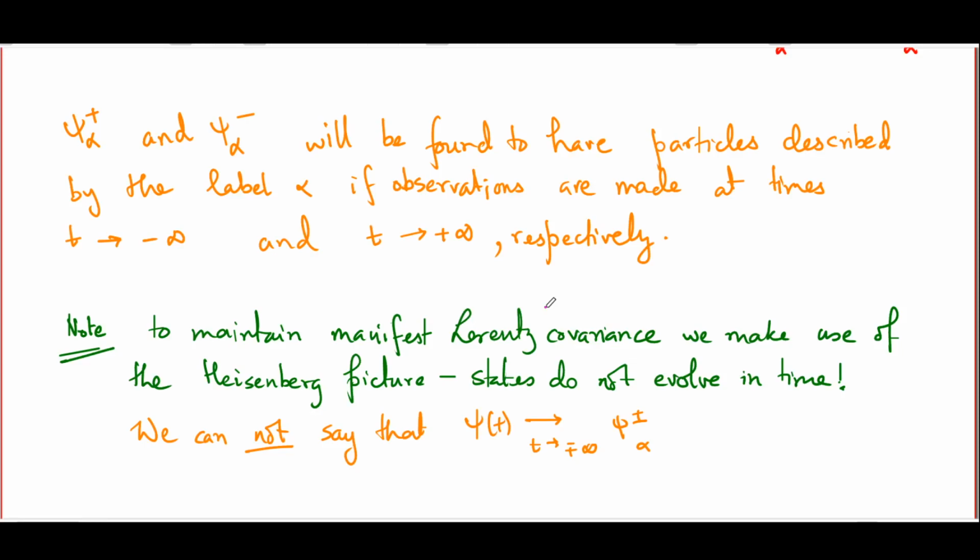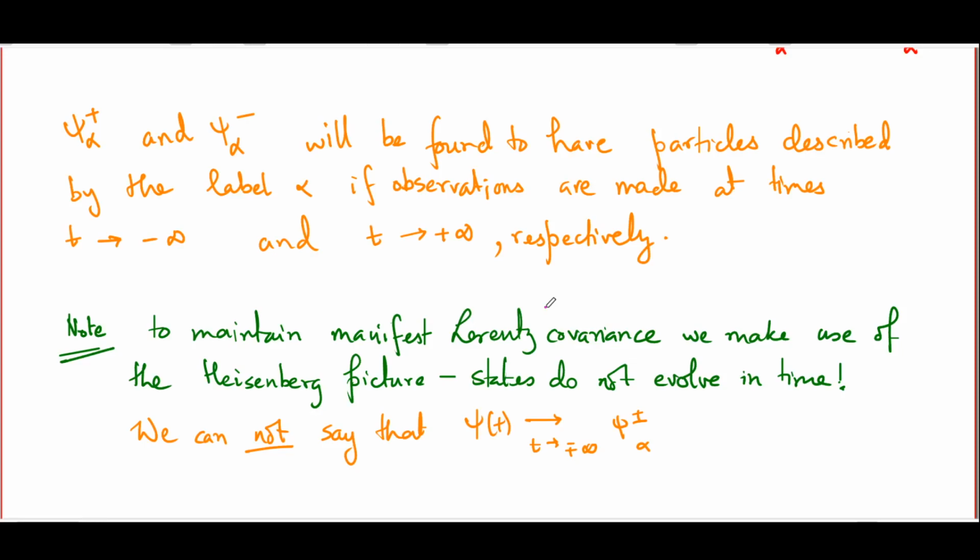our states evolve. Rather, we are going to use what is called the Heisenberg picture, one in which states do not evolve in time. And this is why we cannot say that psi of t goes to psi plus minus alpha in the limit t goes to minus plus infinity, because our states are time independent. They don't evolve with time at all. On the other hand, results of observations do depend on time. And in the Heisenberg picture, that happens because operators which describe these observations evolve with time.